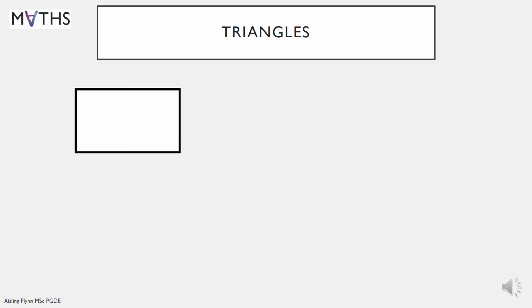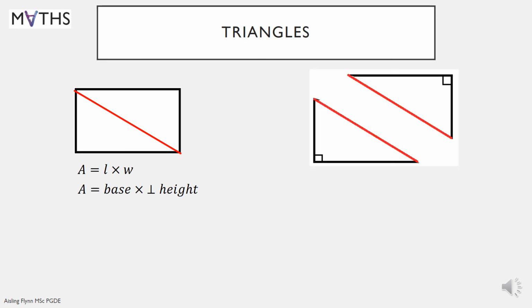Triangles. Let's start with the rectangle here. We know from the previous slide that the area is length by width. Just for our purposes here, I'm going to change the names of those measurements to base by perpendicular height. So let's take the length as being the base and the width as the perpendicular height. Now let's cut this rectangle in two, and it's divided into 2 equal halves. What have we created but 2 equal triangles?